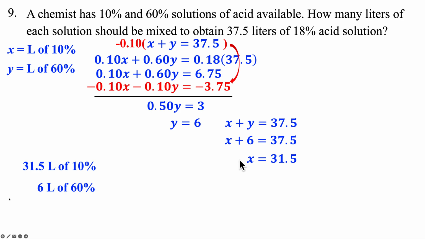Now, how do I know if this makes sense? Well, think of your percentages. Is 18% closer to 10% or 60%? It's much closer to 10%, which then tells me I have to have more liters of the 10% solution than the 60%. So I need just a little bit in comparison to the 10%. 6 liters added to 31.5 liters of the 10 will get us to an 18% solution.